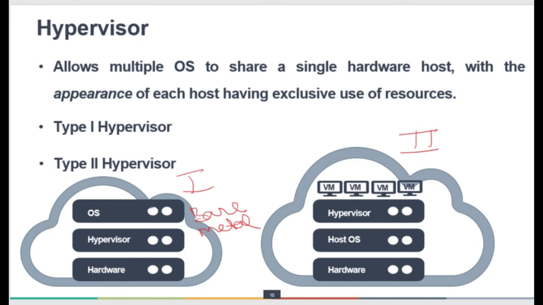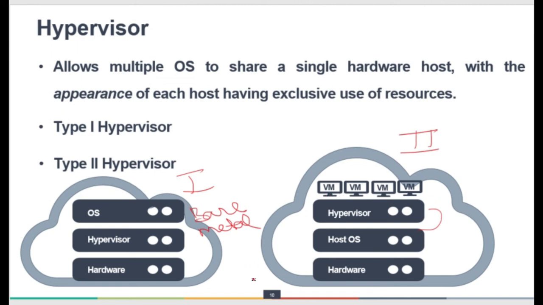In type 2, the hypervisor runs on the host OS. So here in this, it was running directly on the hardware, while here the hypervisor runs on the host OS. And on top of the hypervisor, we can have the guest OSs, and we can also call them as virtual machines.